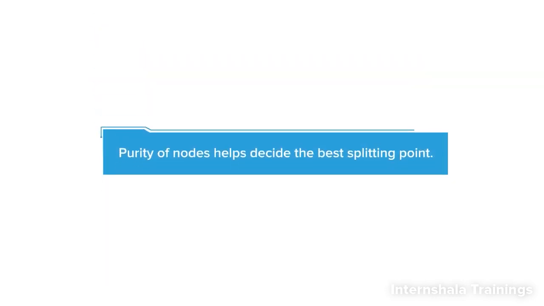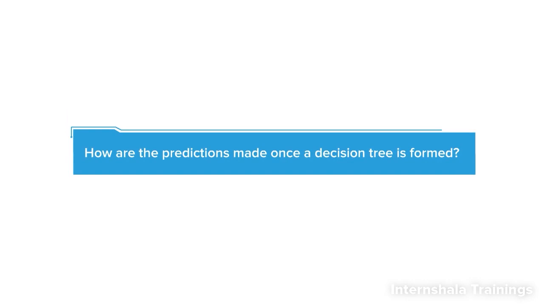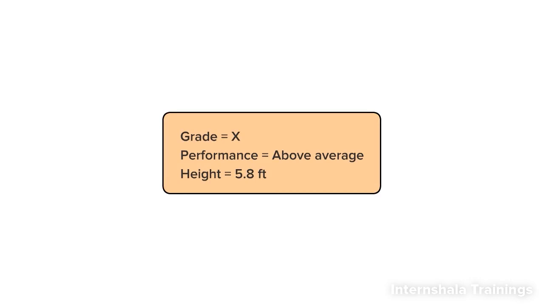There are techniques to decide the purity of nodes based on which we can decide the best splitting point and hence make the split. We will discuss how purity of nodes is determined in the subsequent topic. Let's first understand how the predictions are made once a decision tree is formed. Consider we now have a new admission in school and we have the information about this student from his records as shown here. We want to predict whether this new student will play or not.